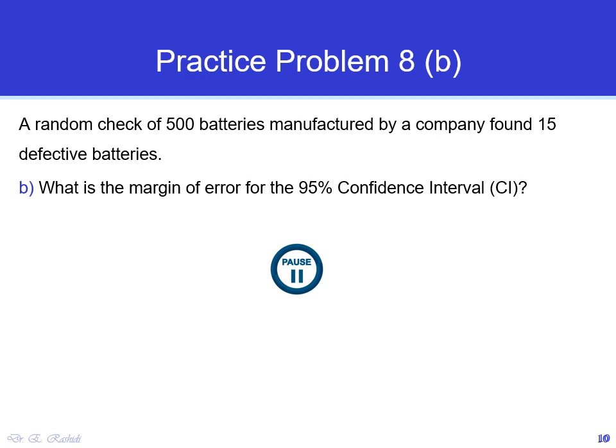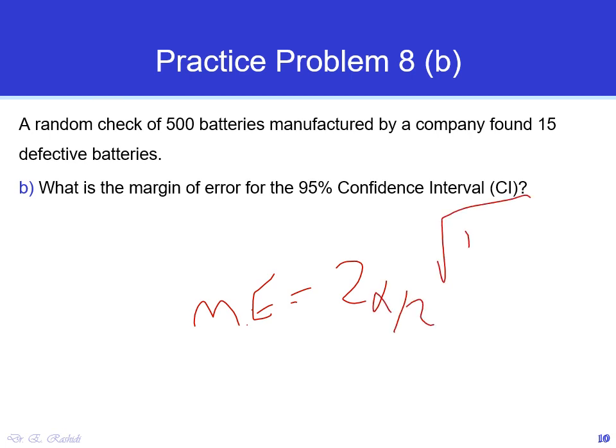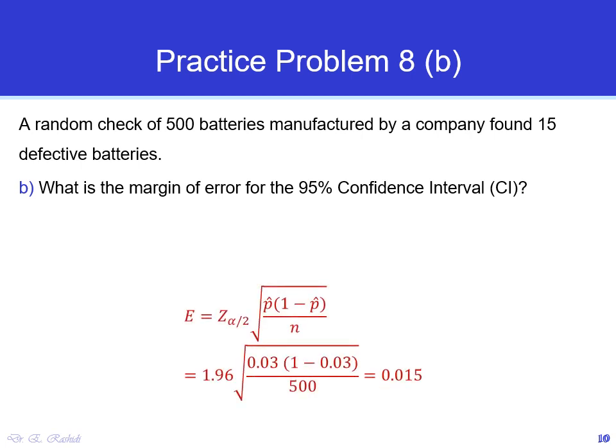All right, so let's see the solution. The margin of error is the critical value Z of alpha over 2 for 95% multiplied by the standard error, which is the square root of p hat times 1 minus p hat over n. And for our confidence interval for 95%, it is equal to 0.015, which is half of the confidence interval width.